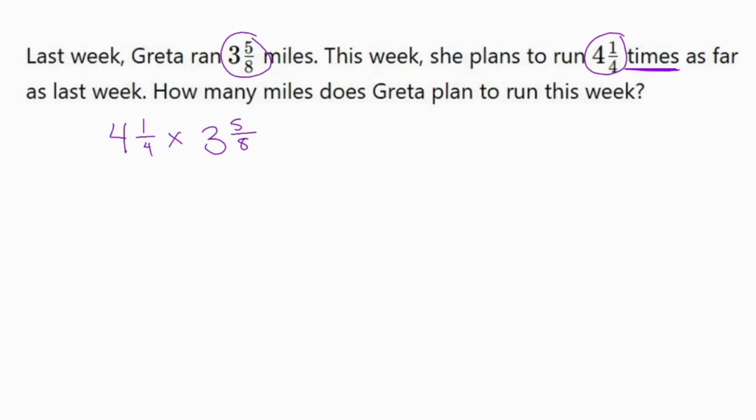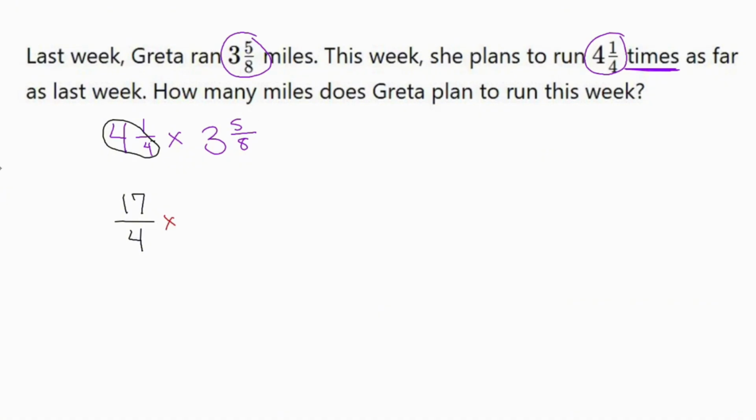Now, when multiplying two mixed numbers, what I really want to do is turn them both into improper fractions. So how do I turn 4 1/4 into an improper fraction? Multiply the 4 that lives out in front to the denominator of 4. 4 times 4 is 16. Take that 16 and add it to that 1. 16 plus your numerator of 1 becomes 17. Keep your old denominator of 4 there, and 4 1/4 becomes 17 over 4.